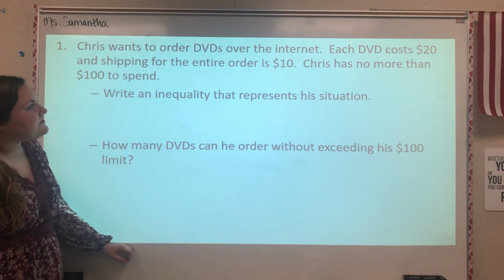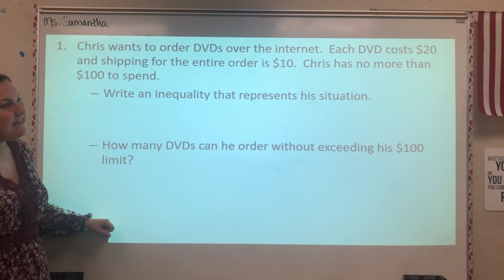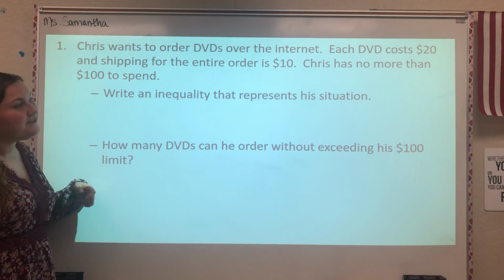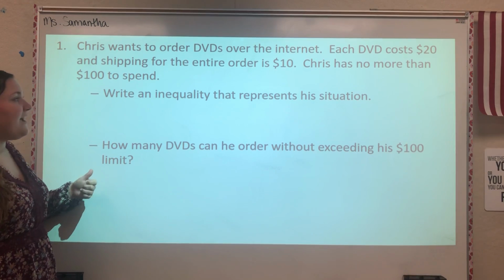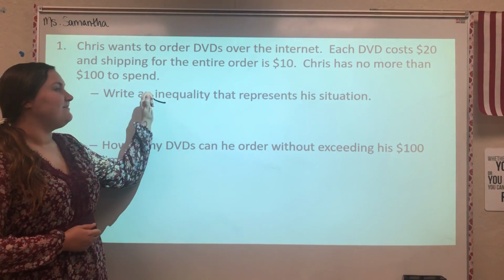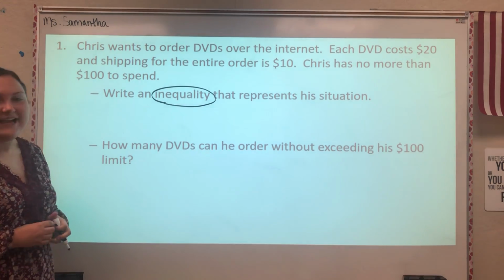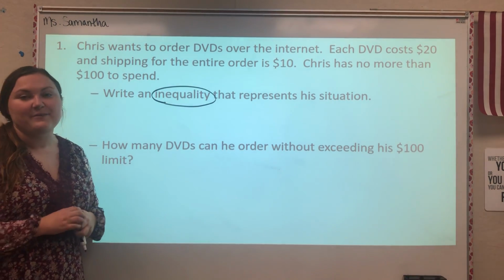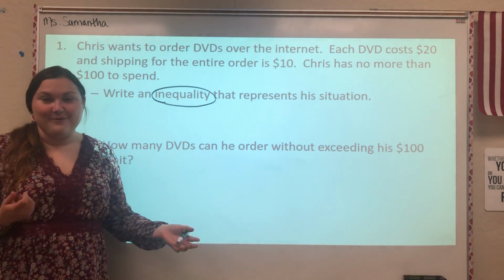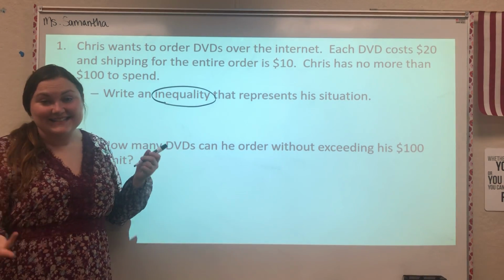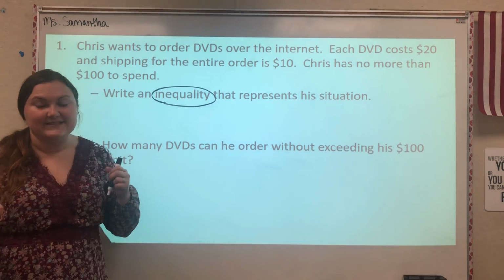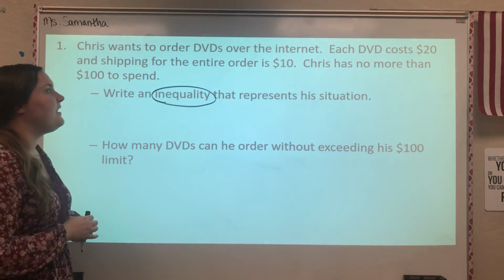we have Chris wants to order DVDs over the internet. Each DVD costs $20 and shipping for the entire order is $10. Chris has no more than $100 to spend, and that first part is asking us to write an inequality that represents the situation. I went ahead and circled inequality because now that we've seen some word problems that ask for equations and some that ask for inequalities, paying attention to what it's asking you to do is going to be really important. As soon as I see that, I know my answer should have an inequality sign, so a less than or greater than sign.